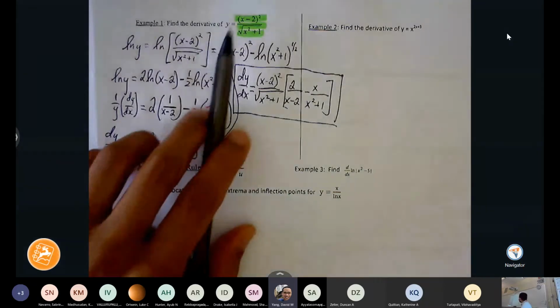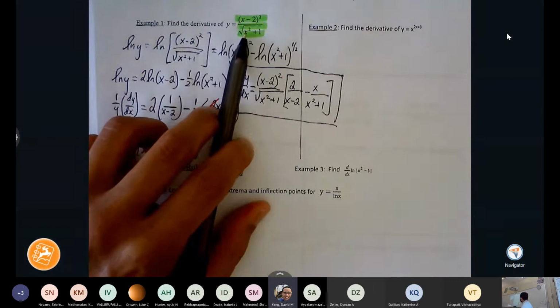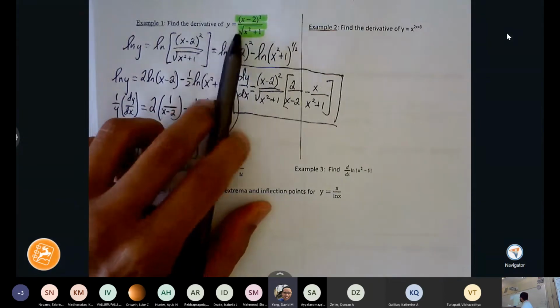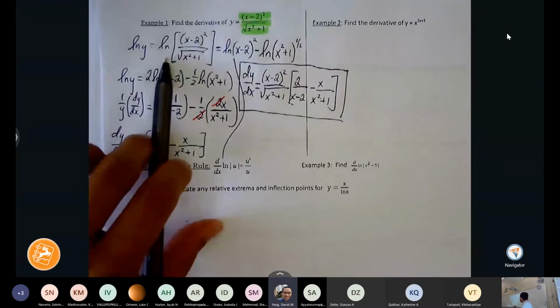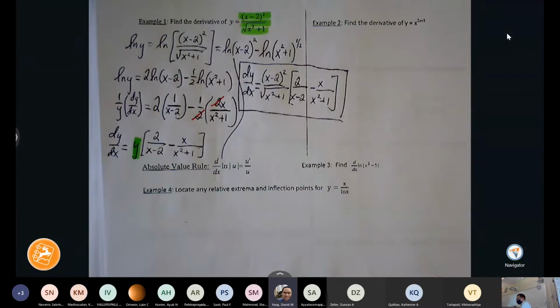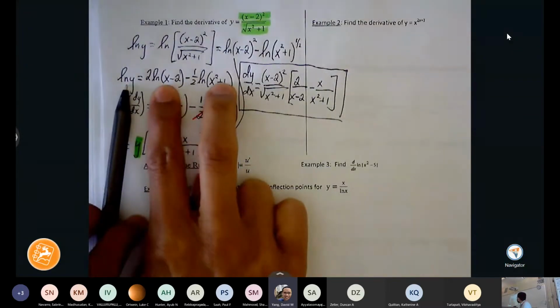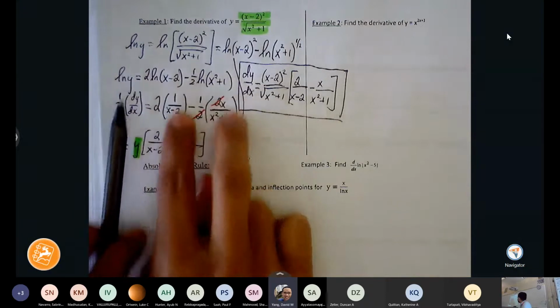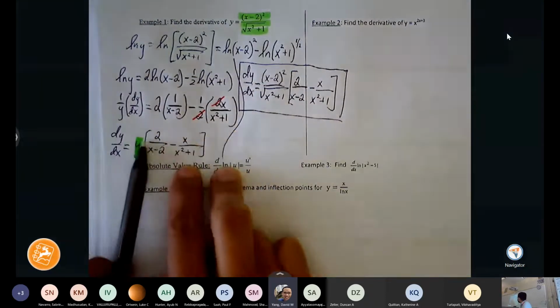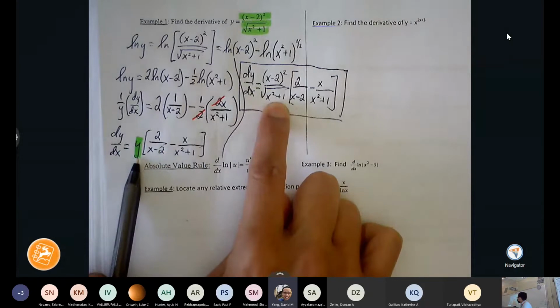Okay, let me recap the process. We start off with something that looks a little bit complex, so we involve natural log on both sides. Once we have natural log in the expression, we expand using log properties. Once we expand it all the way, it's just a matter of applying u prime over u for each of the terms. Once we find the derivative, we bring the y over to the right side, and then replace the y back in terms of x.